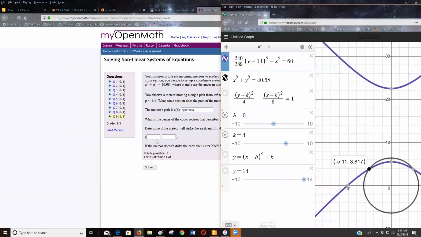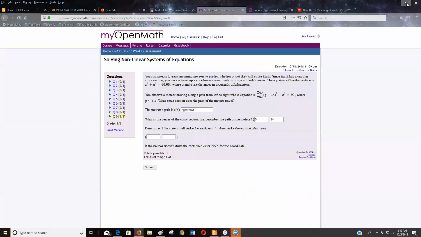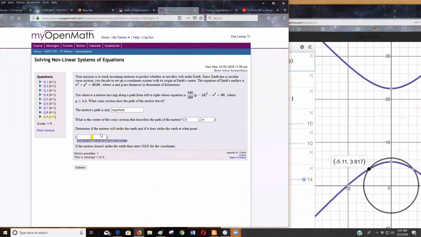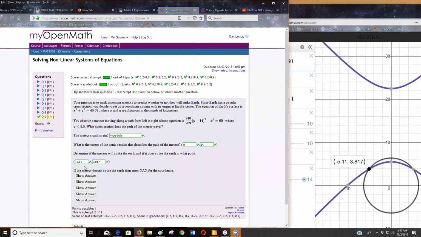So what is it? Negative 5.11 and 3.187. Let's see if MyOpenMath likes all this. And it does. All right, so that's how you'd solve this question. You can certainly do it analytically, except it's starting to get pretty messy, so I wouldn't advise you to do this. This problem actually isn't doing what I wanted it to do, but it'll get it right. If you get it wrong, let me know and I can adjust your points.